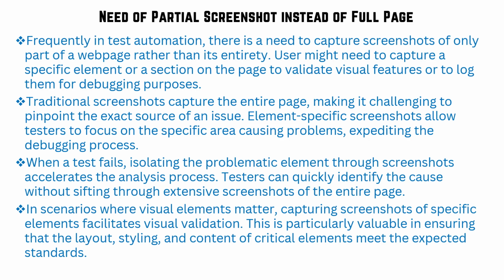So traditional screenshots capture the entire page, making it challenging to pinpoint the exact source of an issue. Element-specific screenshots allow testers to focus on the specific area causing the problem, expediting the debugging process. When a test fails, isolating the problematic element through a screenshot accelerates the analysis process. Testers can quickly identify the cause without sifting through extensive screenshots of the entire page.